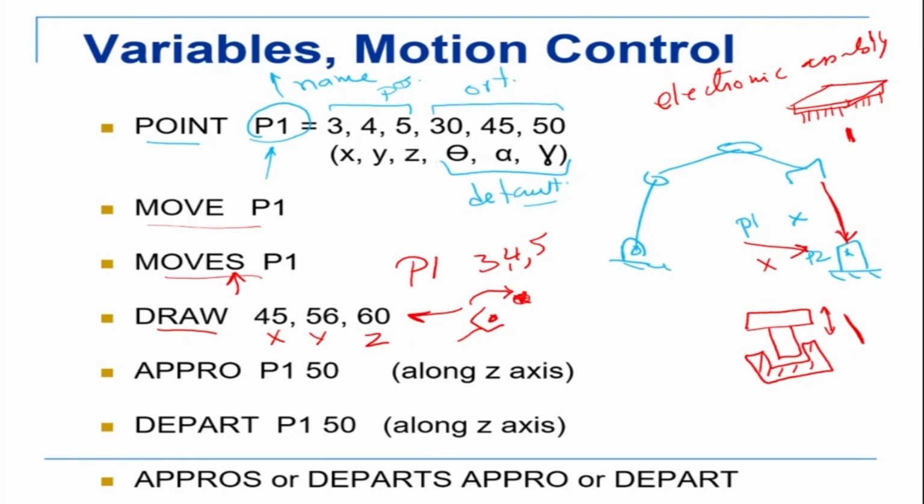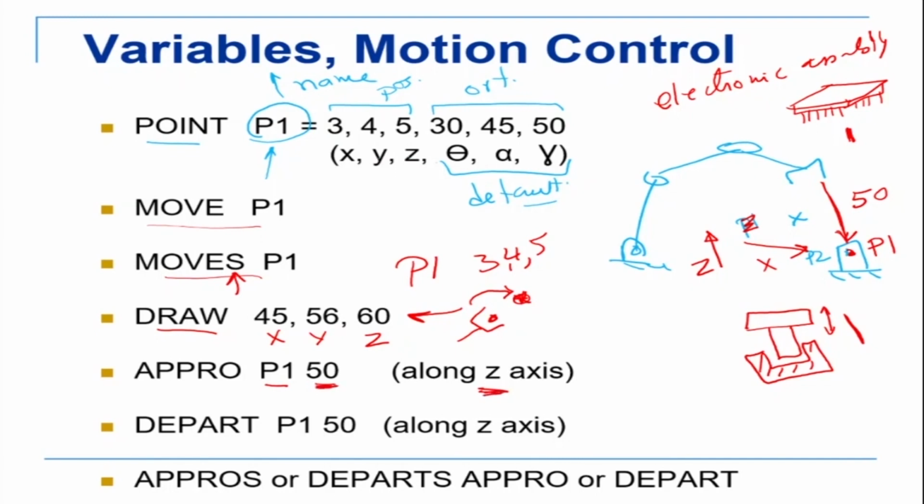So we have seen MOVE, MOVES, DRAW, APPROACH, and DEPART. Now APPROACH basically means you are approaching a point P1 and keeping a distance of 50 along the Z axis. So when a robot picks up something, let's call this my point P1. So basically it will approach this point P1 and keep a distance of 50 from this point P1 in the Z direction. This is my Z direction. So APPROACH means approach the point P1, keep a distance of 50 along the Z axis.